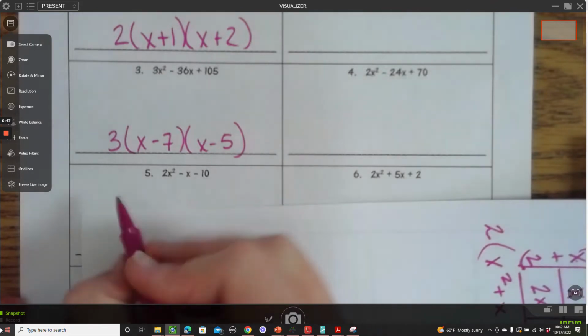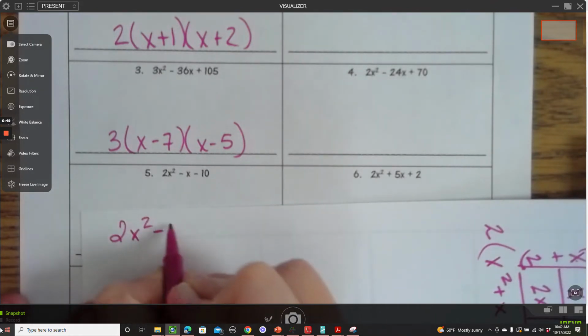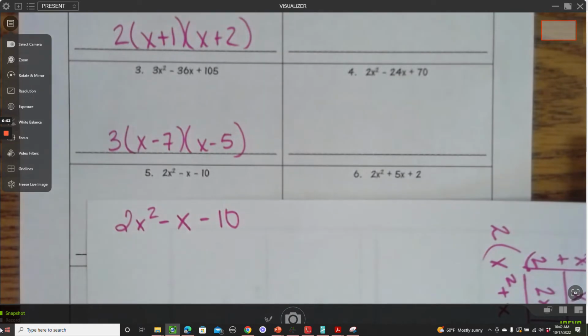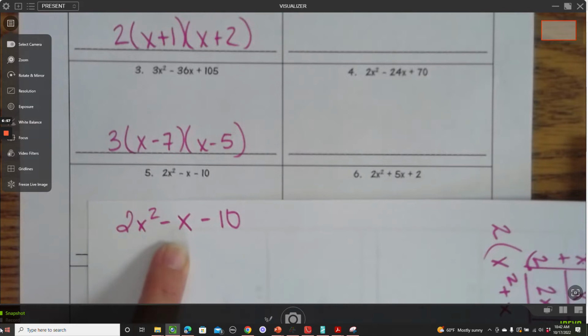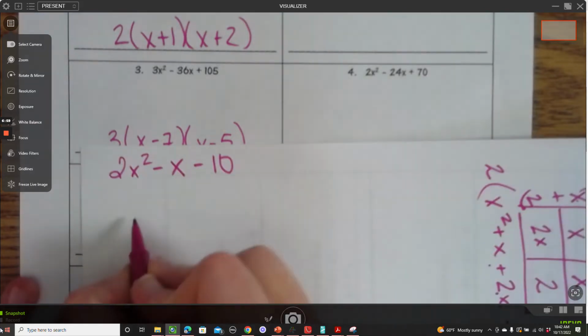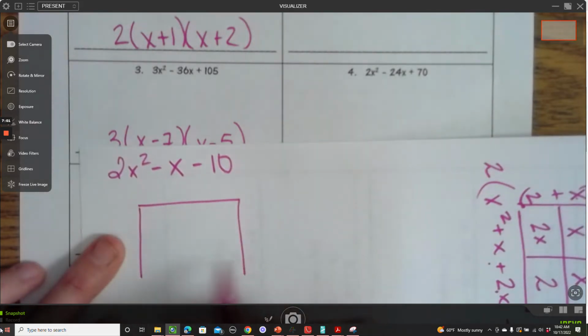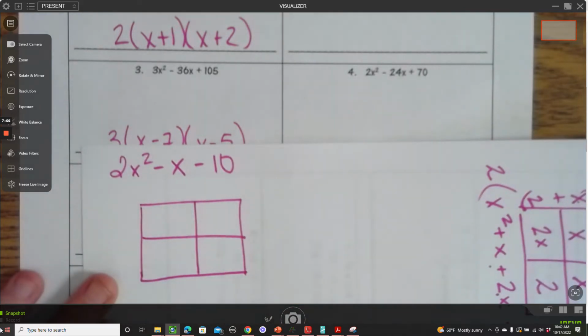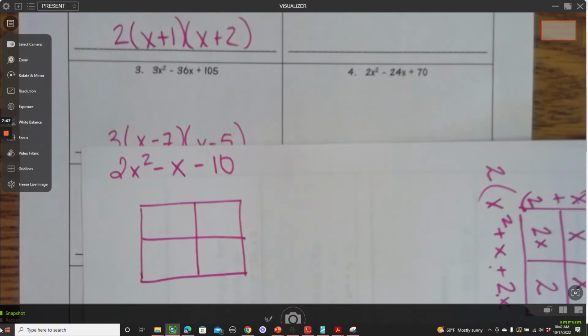All right, 2x squared minus x minus 10. Do I have a common factor? 2? No, because that doesn't have a... So it's undefined. Okay, no. All right, so we just go straight to the box method. Oh, so you skip a step? Yeah, if there's nothing to factor out, you just jump straight to the box.